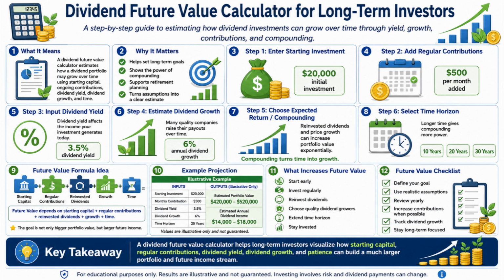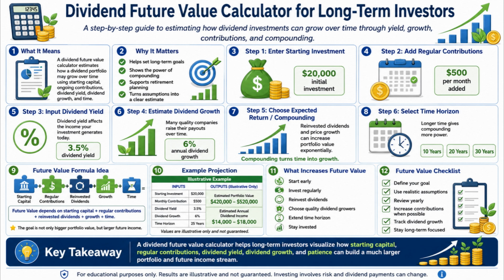After that, the second step is to add regular contributions. These are the amounts added monthly or yearly to keep growing the portfolio. For instance, adding $500 per month can steadily increase the total investment base. As a result, regular contributions can make a major difference over time because they continuously add fresh capital to the portfolio.